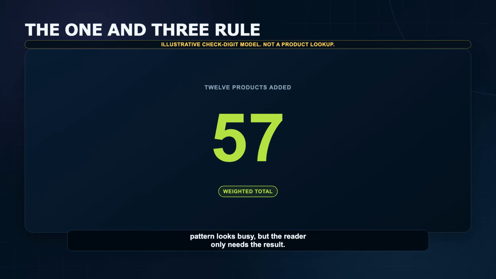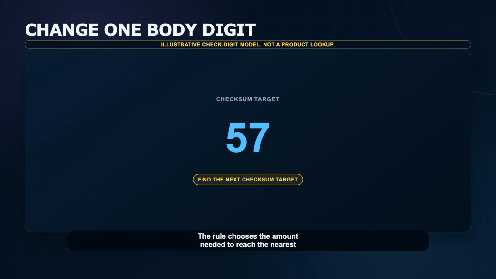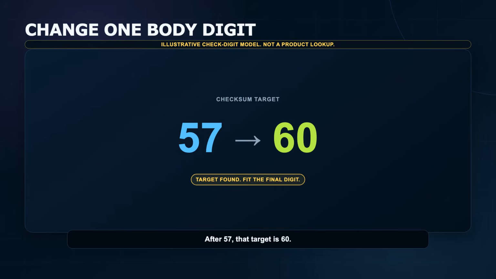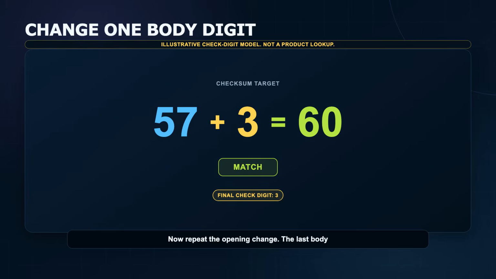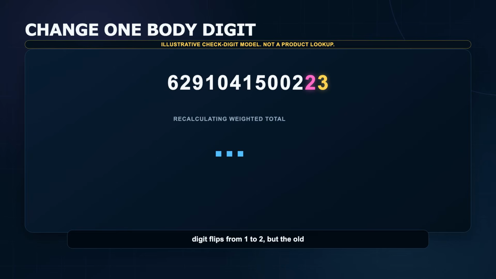The exact pattern looks busy, but the reader only needs the result. The rule chooses the amount needed to reach the nearest equal or higher multiple of 10. After 57, that target is 60. 3 more completes it. That is why this number ends in 3. Now repeat the opening change. The last body digit flips from 1 to 2, but the old check digit 3 stays where it was.